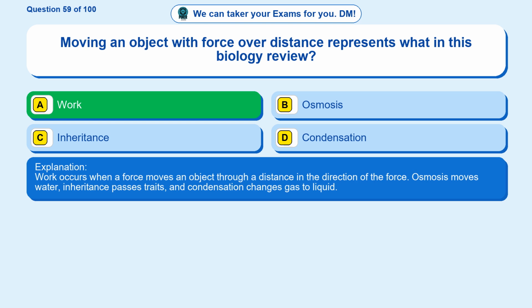Work occurs when a force moves an object through a distance in the direction of the force. Osmosis moves water, inheritance passes traits, and condensation changes gas to liquid.